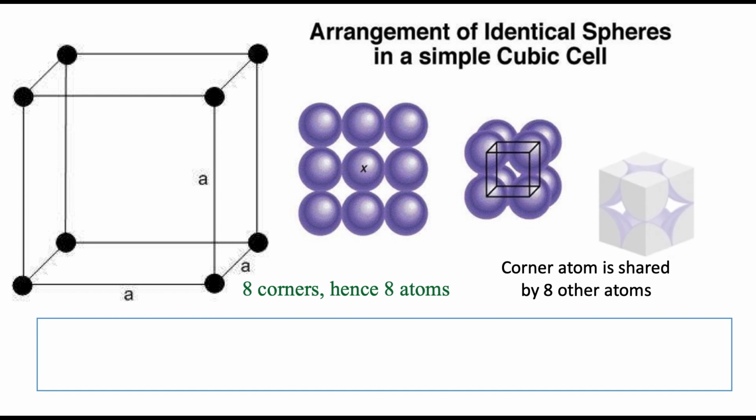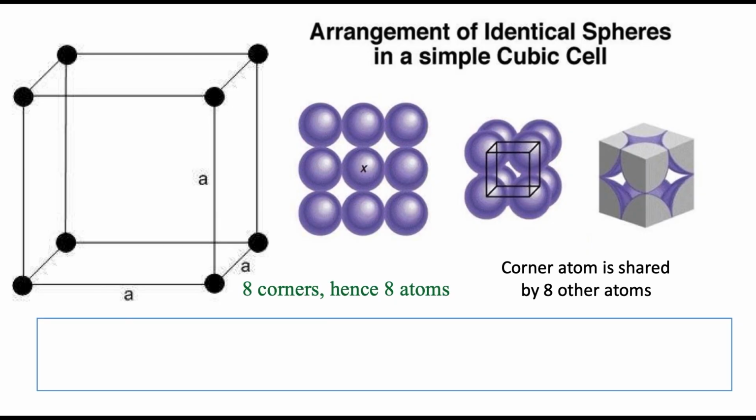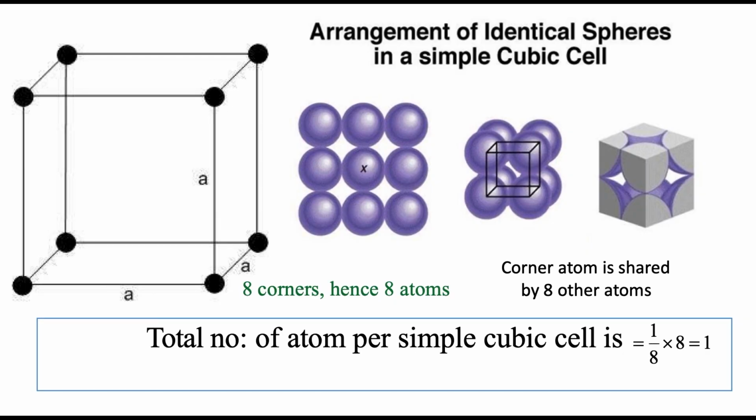If we consider the part of the atom inside the unit cell, it can be seen that each atom at the corner contributes only 1/8 of its original volume to the unit cell. Hence, the contribution of the corner atom to the unit cell is 1/8. Since there are 8 such corner atoms in a unit cell, the number of atoms per simple cubic cell is 1/8 times 8, which equals 1.